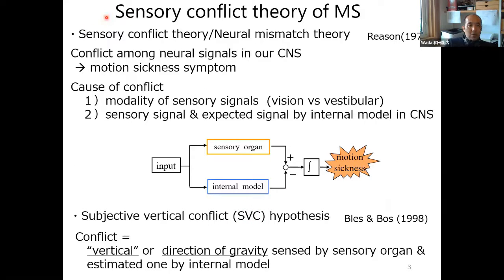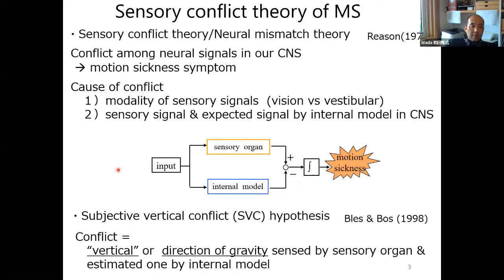The sensory conflict theory of motion sickness, or neural mismatch theory, is a widely accepted hypothesis of how motion sickness occurs. It postulates that the conflict among the neural signals in our central nervous system leads to the symptoms of motion sickness. The cause of the conflict should be one, a mismatch between modalities of sensory signals, like vision versus vestibular signals, and two, sensory signals versus the signals expected by an internal model built in the central nervous system.